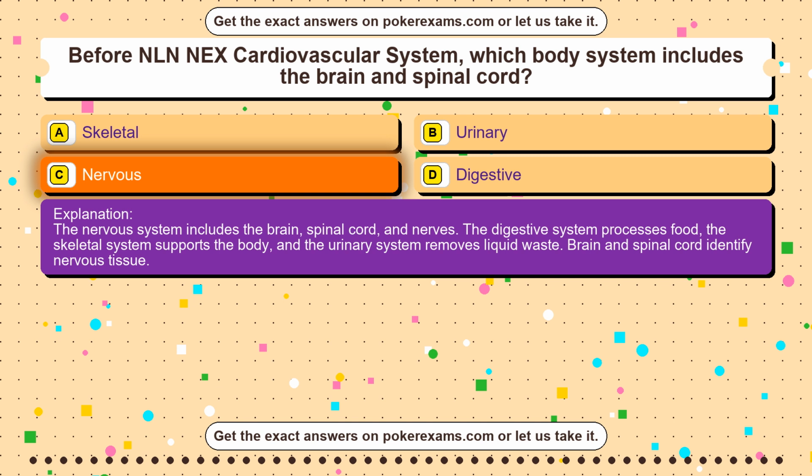The digestive system processes food, the skeletal system supports the body, and the urinary system removes liquid waste. Brain and spinal cord identify nervous tissue.